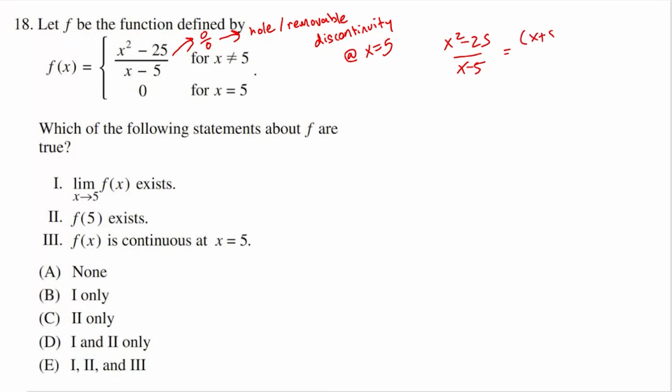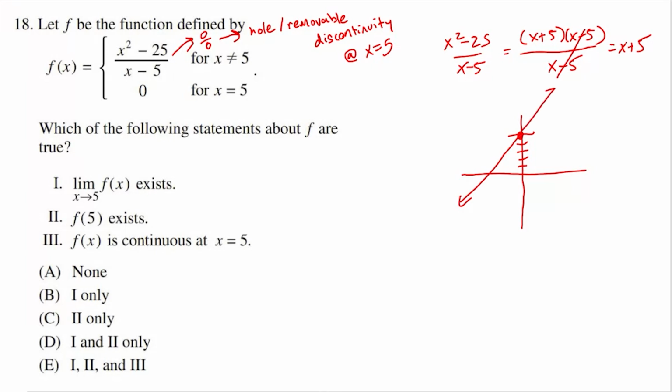as x plus 5 times x minus 5 over x minus 5, and watch as the x minus 5s will reduce to 1. Y equals x plus 5 is a linear function, meaning the graph has a y-intercept of 5 and a slope of 1. Essentially, it's going to look something like this.